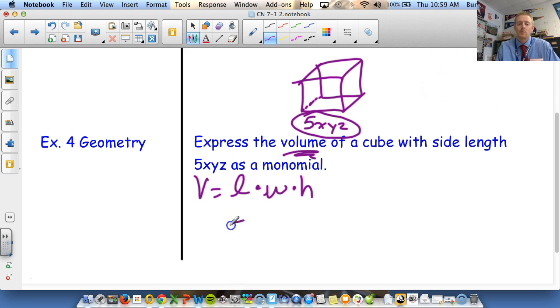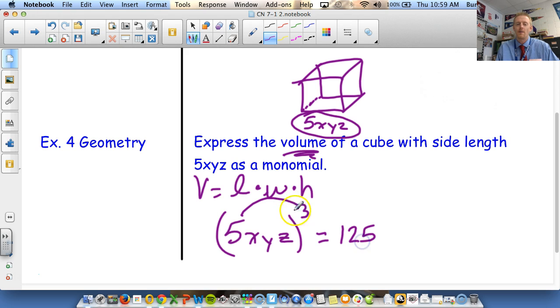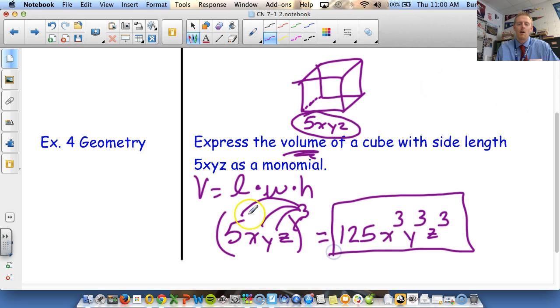So one way we could write this would be a 5xyz to the third power, because there's going to be 3 of them that we multiply. Or you could do it times itself 3 times. So the idea here is that this 3, the exponent of 3 gets to the 5. So it's 5 to the third power, which is 125. An x to the third power, a y to the third power, and a z to the third power. So we distributed the exponent to all parts of our monomial.